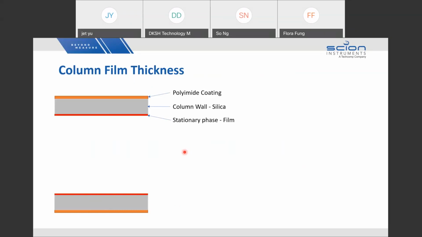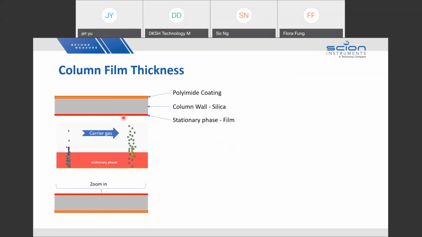The red part is the stationary phase. This is a coating, a homogeneous coating along the column. I zoom in on part of the film, and we see this red part, which is the stationary phase, fixed. The triangles and the green part are the analytes and the carrier gas. Under the carrier gas, the analytes are moving along the column.